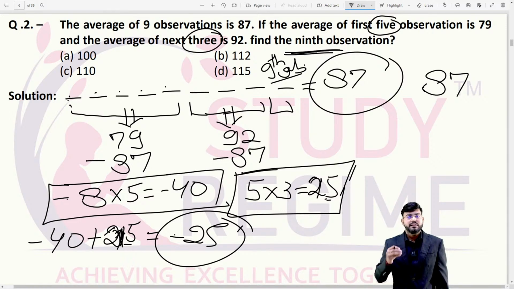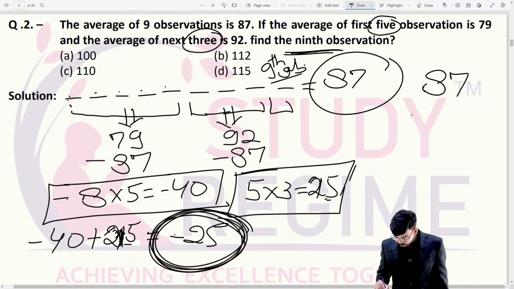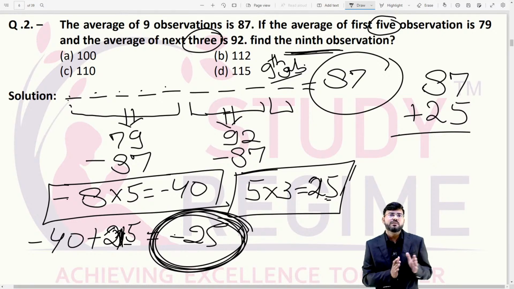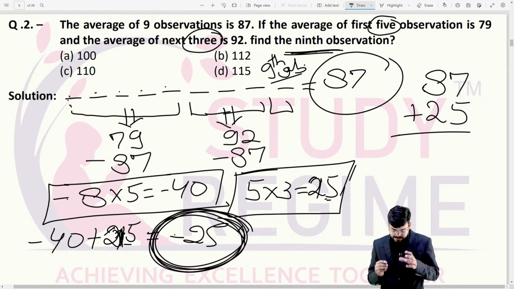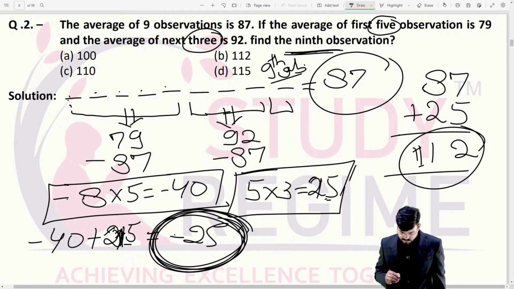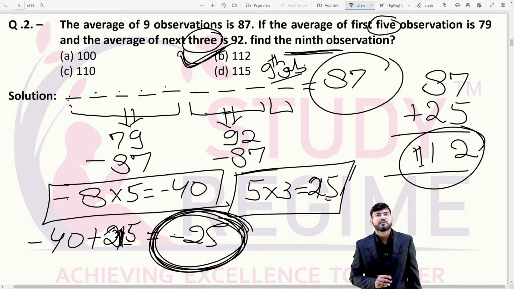But he also has to cover for what? This lagging part. So the 9th observation has to be 87 plus 25. Why? In order to make the average 87, since till the 8th observation the average was lagging behind, in the 9th observation we have to increase by 25, so that it makes the average equal to 87. When you add, you will get 112. So in the options your answer will be B. Clear with the question? Clear with the approach?